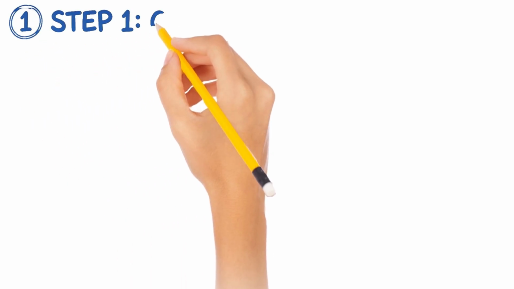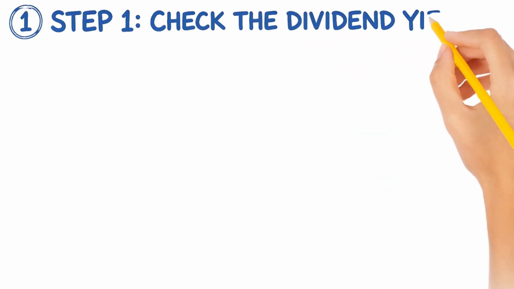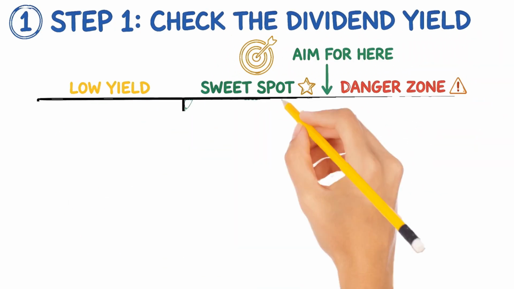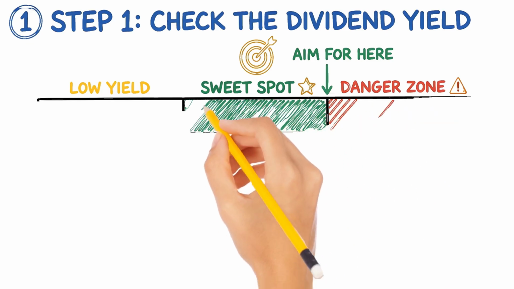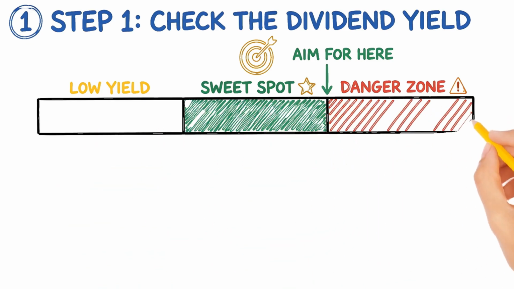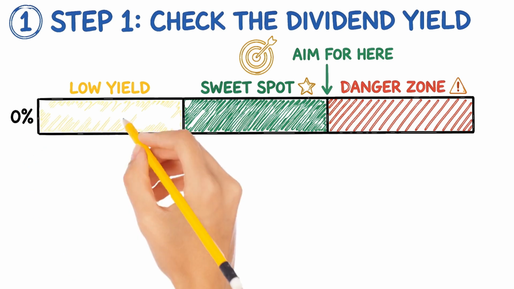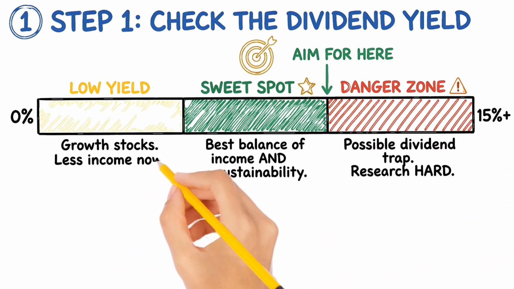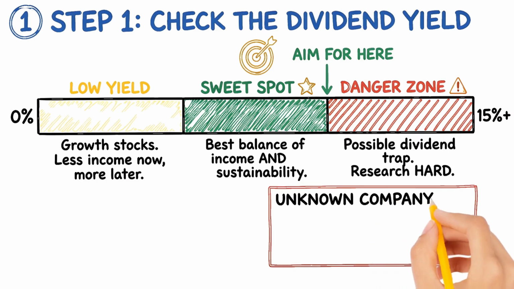Step 1, check the dividend yield, but interpret it intelligently. Don't just look for the highest number. The yield sweet spot for quality dividend investing is between 3 and 6%. Below 2%, you're in growth stock territory with minimal income now. 3 to 6% is your target zone, solid income balanced with sustainability.